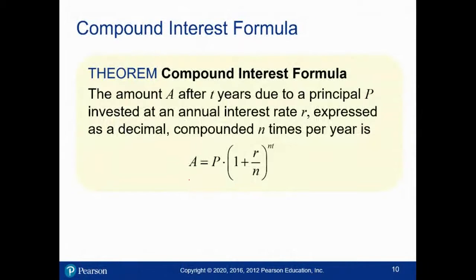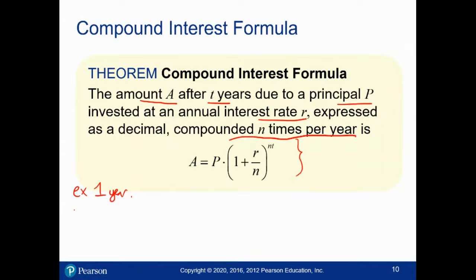Okay, so here is a nice formula. Rather than have to do this over and over and over again, there is a nice formula for it. And let's see why this formula works. Okay, so A is the final amount, T is how many years, P is the principal, the interest rate is R, but we are compounding n times per year. Okay, so let's just figure it out for 1 year.